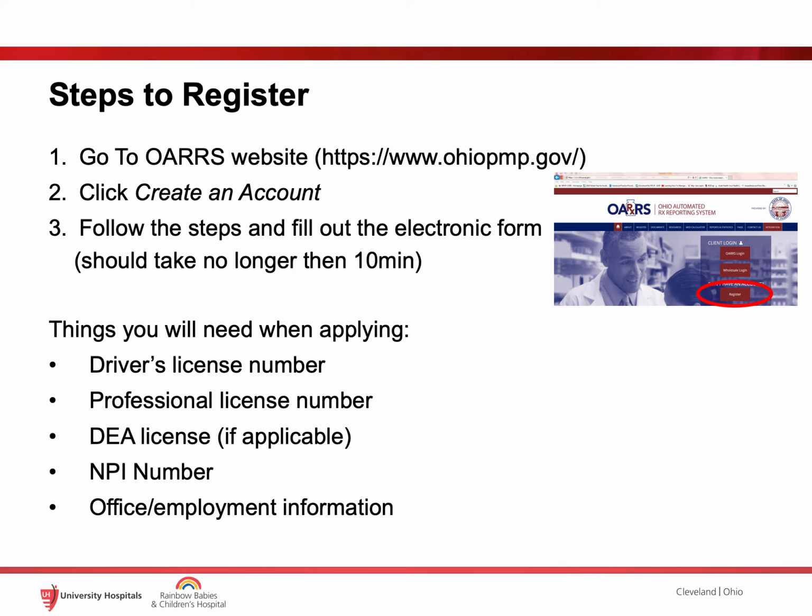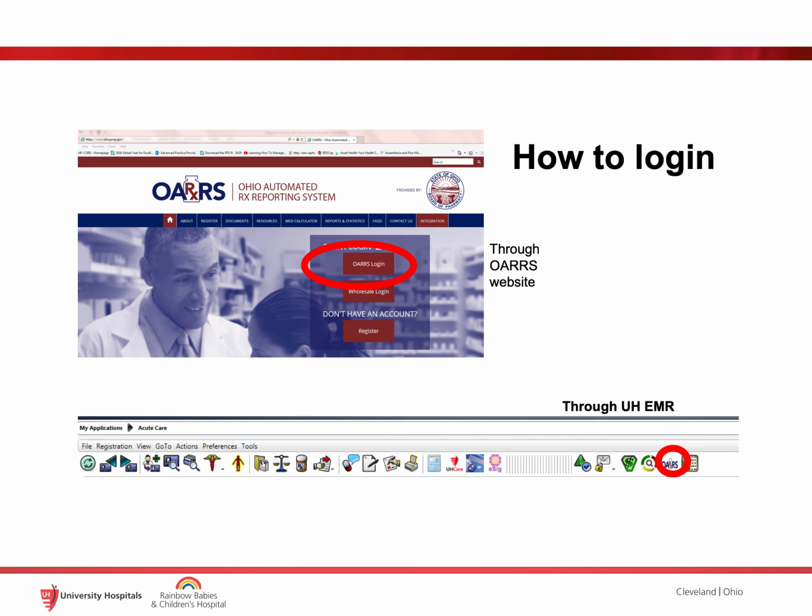So, just steps to register. I believe that this last year when we all renewed our nursing license, we had to say that we had OARRS. But just in case you need it, you just go to the OARRS website and create an account. It should take less than 10 minutes. You don't have to send in a form anymore or do any of that. You just need to have your driver's license number, your professional license number, your DEA, NPI, and then where you work, and that information.